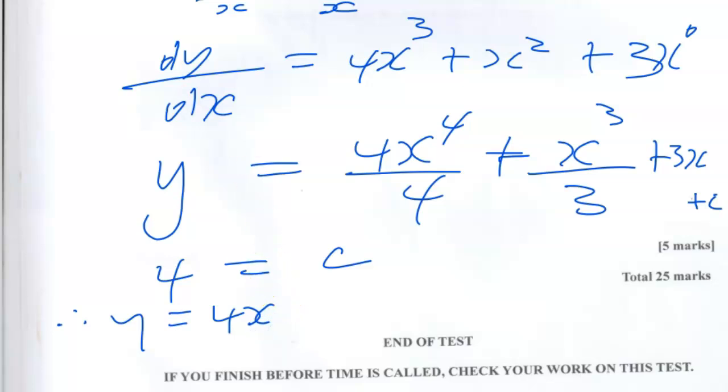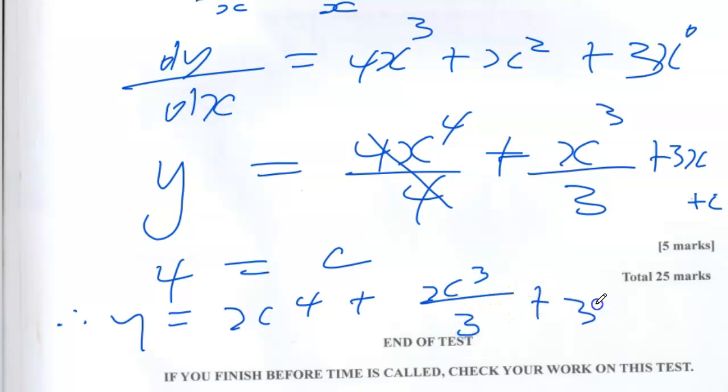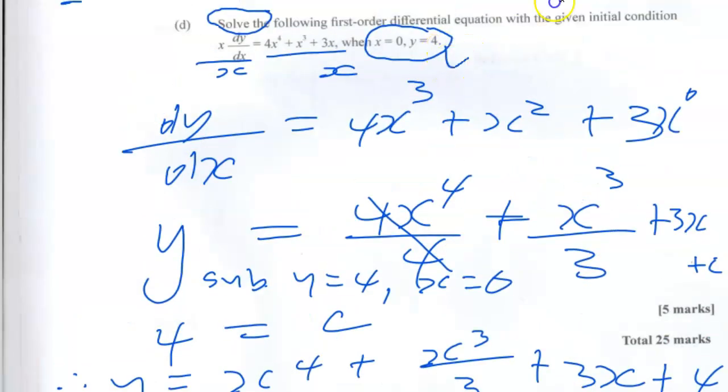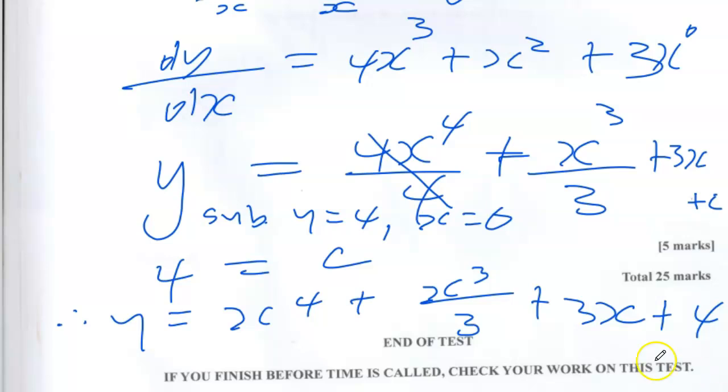So y is equal to x to the power 4, plus x cubed over 3, plus 3x plus c. And we know the value of c is 4, right? How do we get c is 4? We substitute here: y is 4 from x is 0. Alright, from that. So that's our solution. That's it.